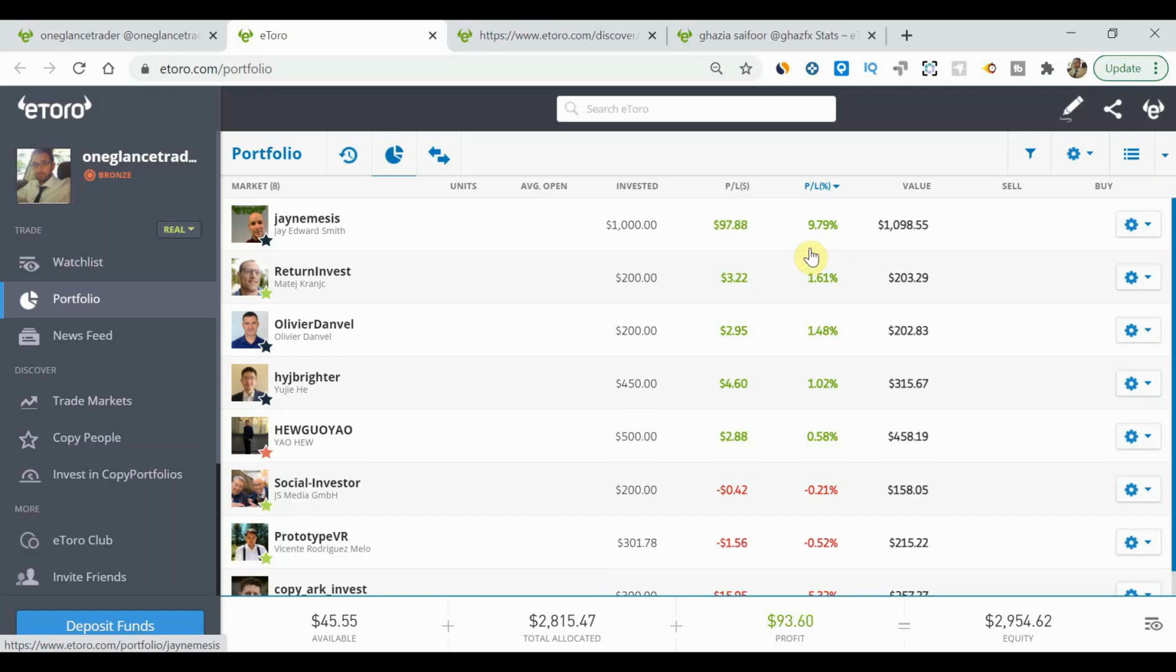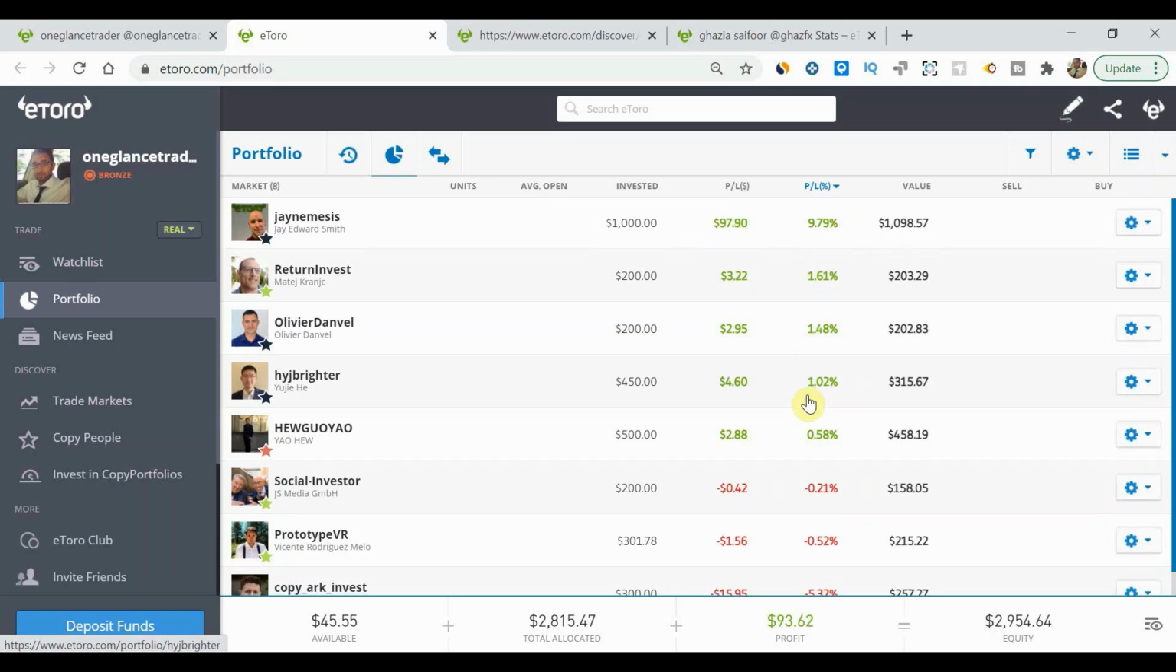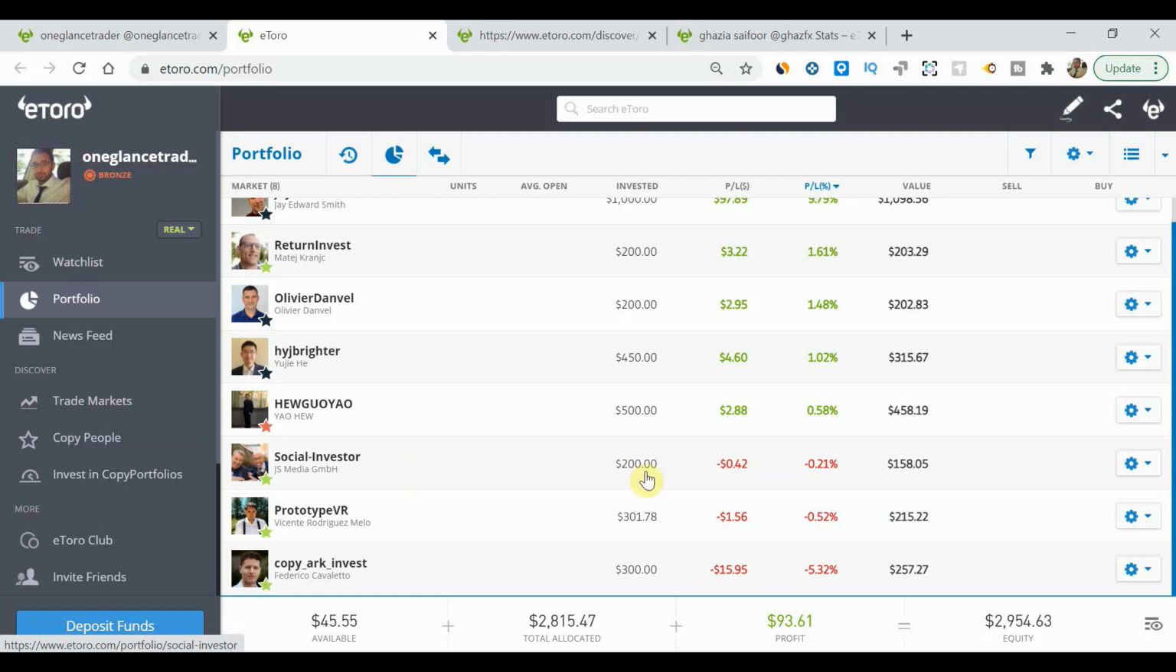So we can see here in terms of my P&L percentage return, J is still smashing it at 9.79%, which is why I've increased my value into J, and then the rest of the guys are really low at around the 1-2% marks. But the people that I really want to concentrate on is Prototype VR and CopyArk Invest.